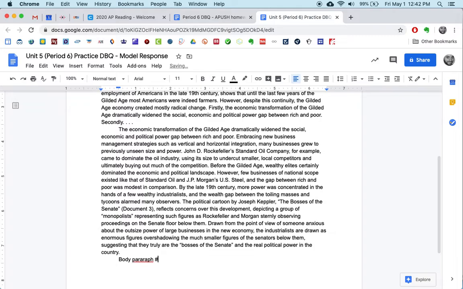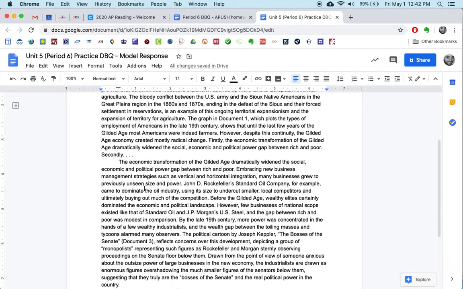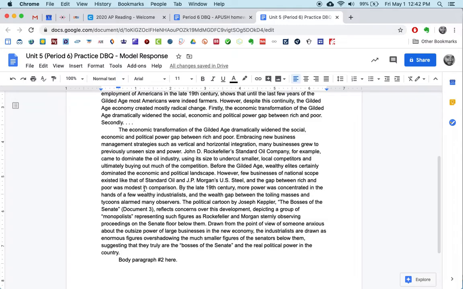Just to make sure you understand, there should be another body paragraph, paragraph number 2 here. But I didn't write one because I don't want to give any more stuff away. All right, so that's my sample model response, or 2/3 of a model response.